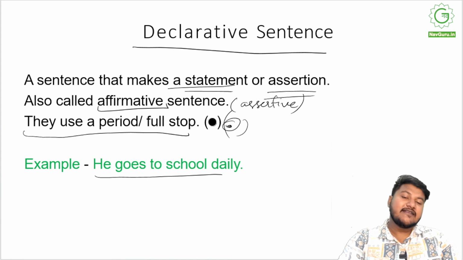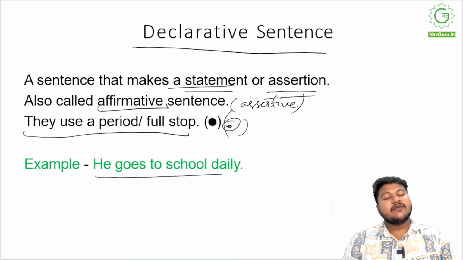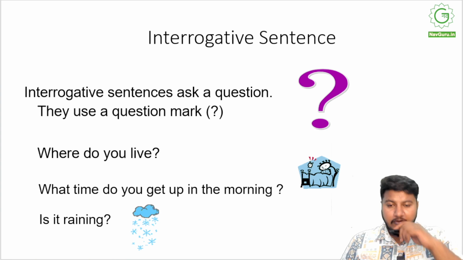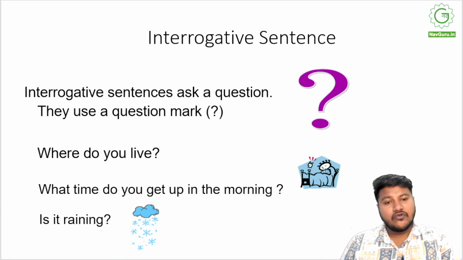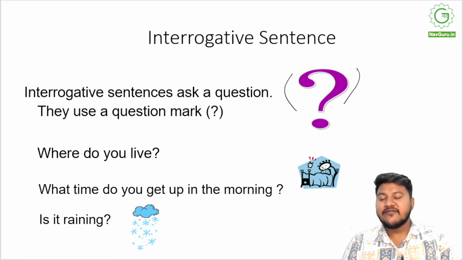So every sentence that is just a statement or an assertion, or something that is confirming or affirming something, is termed a declarative sentence. Interrogative. Now, interrogative sentences ask a question, so they will always use a question mark. Do you know what interrogative sentences are? I just asked you, and that is also an interrogative sentence.